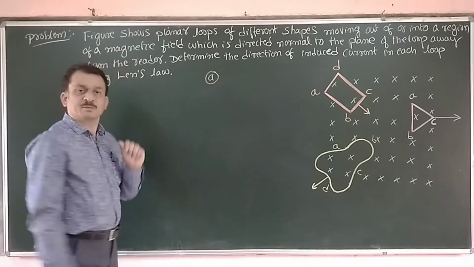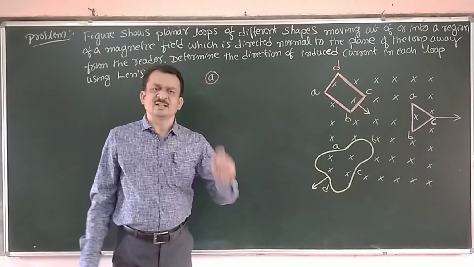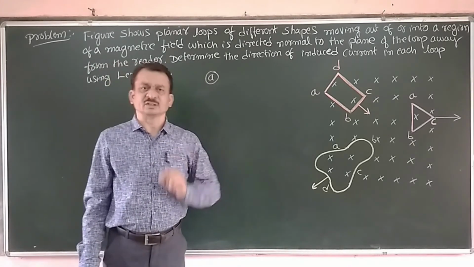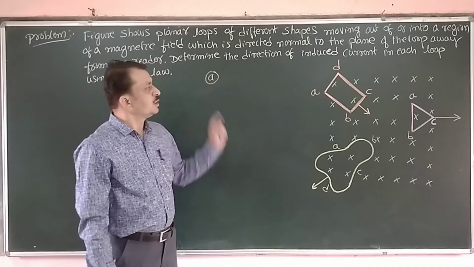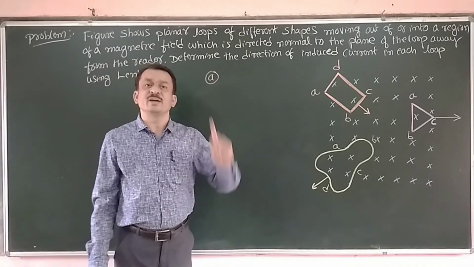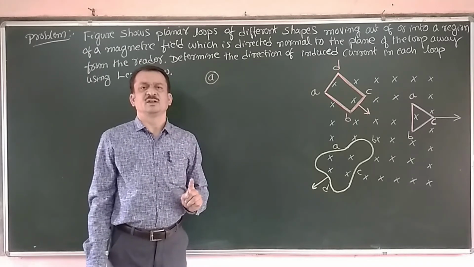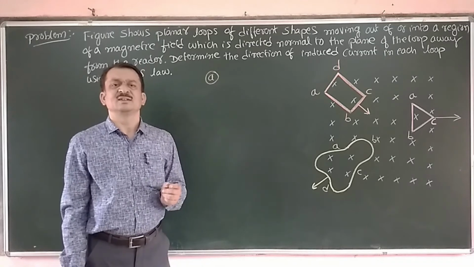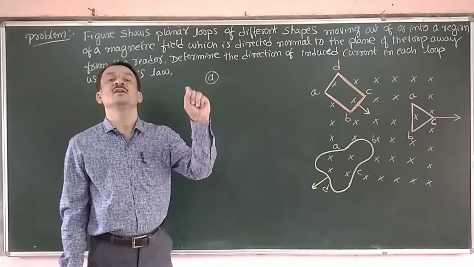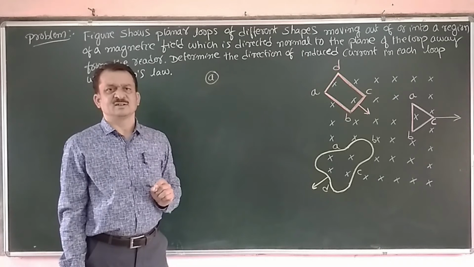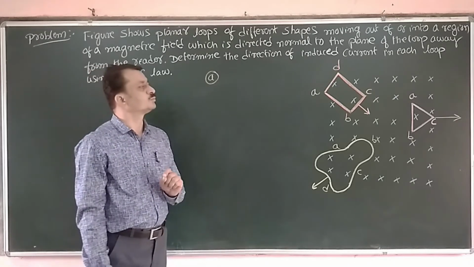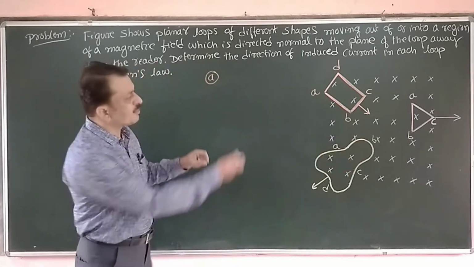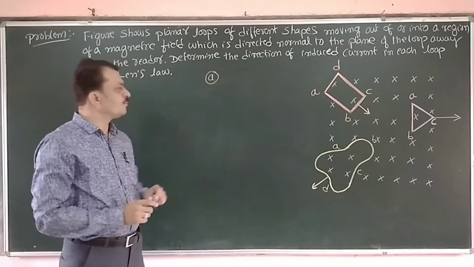Now, the direction is given by Lenz's law. Lenz's law states that in the case of electromagnetic induction, the polarity of the induced EMF is such that it produces a current which opposes the variation in magnetic flux. That we know. Now since this loop is entering inside, the number of field lines is increasing.